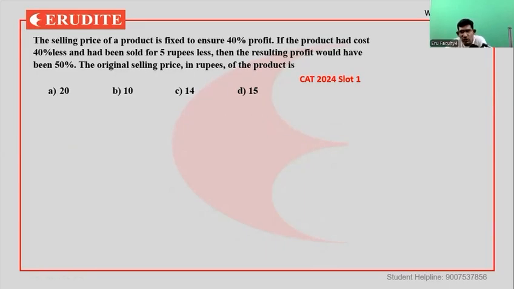This appears as the latest question. This appeared in slot 1 of CAT24. It says, the selling price of a product is fixed to ensure 40% profit. If the product had cost 40% less and had been sold for 5 rupees less, then the resulting profit would have been 50%. So the original selling price of the product is what?